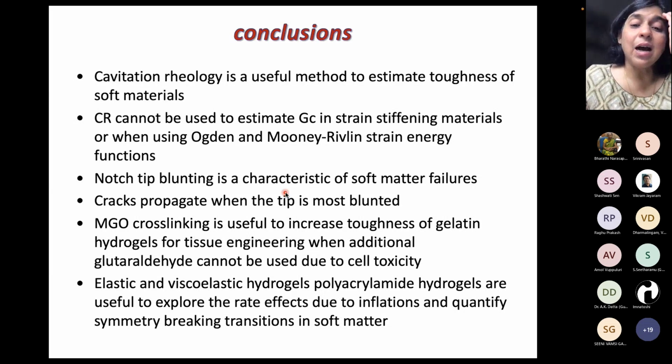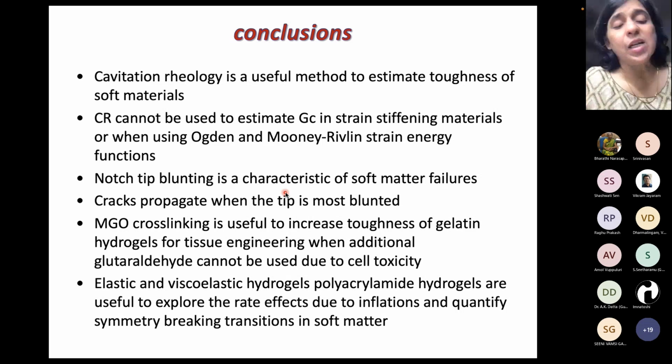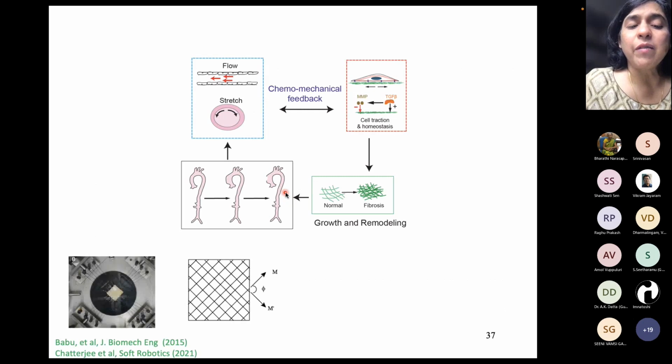These MgO crosslinks are very useful to increase the toughness of gelatin hydrogels when we can't use the additional glutaraldehyde. So these are experiments we hope to set up very soon to incorporate cells inside these gels to estimate the 3D mechanobiology. Last, we are very excited about these results on the elastic and viscoelastic hydrogels, polyacrylamide gels, because they are allowing us to tease out the effects of both the surface tension and the elastic and viscous properties that seem to contribute in cavitation rheology. So where are we going with it?